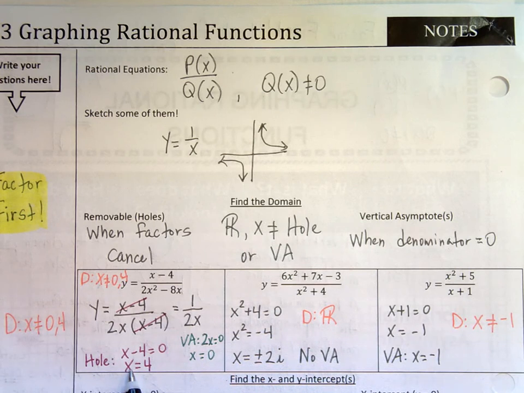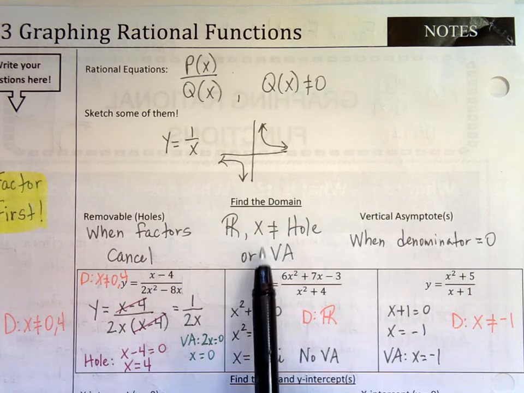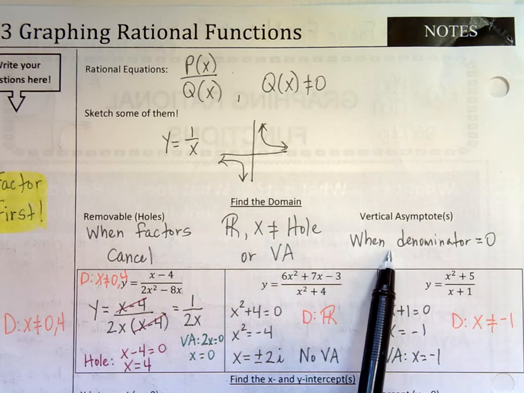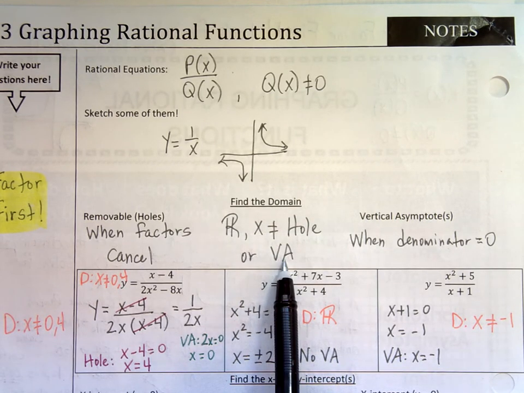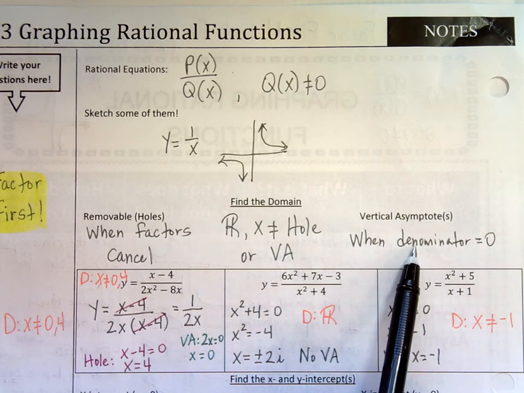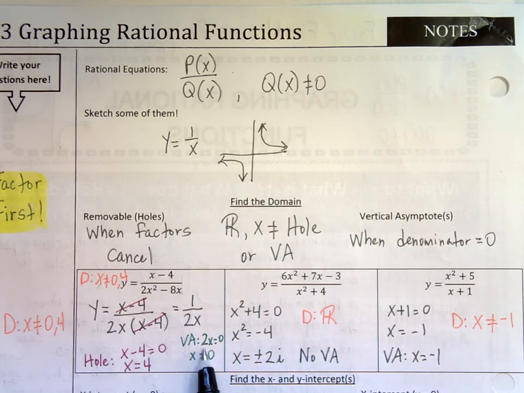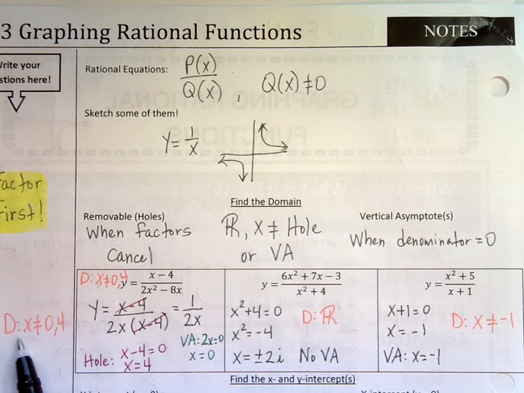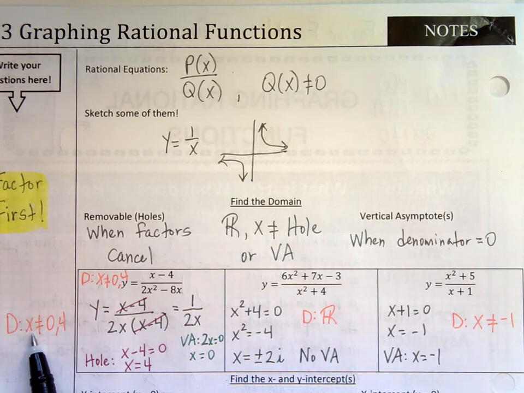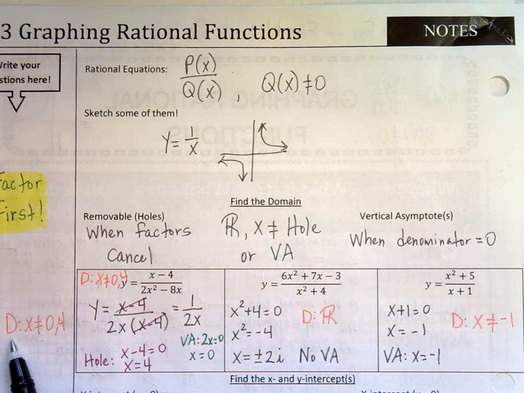The next thing he wants me to find, it's easier to find the domain if we talk about the vertical asymptote first, right? Because your domain is going to be everything but that vertical asymptote. So might as well go to the vertical asymptote first. That's when the denominator equals 0. So when x equals 0 in this case. Well, what is the domain? The domain is everything but the hole or the vertical asymptote. So domain is everything but 0 and 4. So domain is x cannot equal 0 and 4.